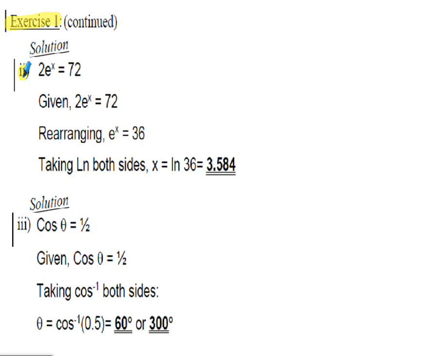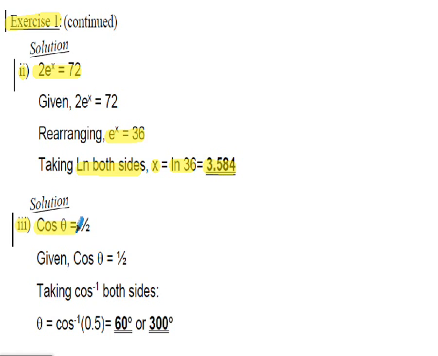Exercise 1, part 2 solution. We're given the equation 2 multiplied by e to the x equal to 72. To solve this, we simply rearrange the equation for e to the x. So divide both sides by 2, we get e to the x equal to 36, and then take the natural log functions of both sides of the equation, and x is equal to the ln of 36, which is 3.584.